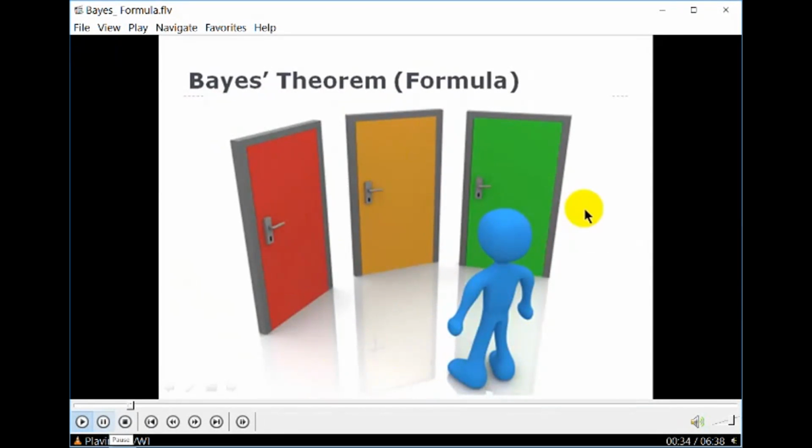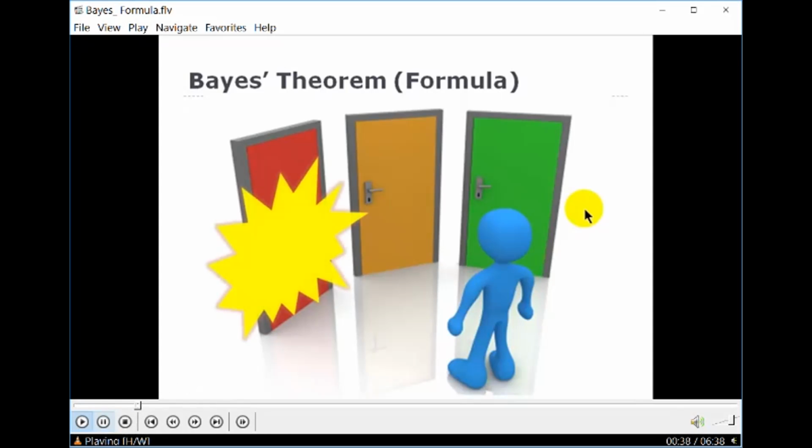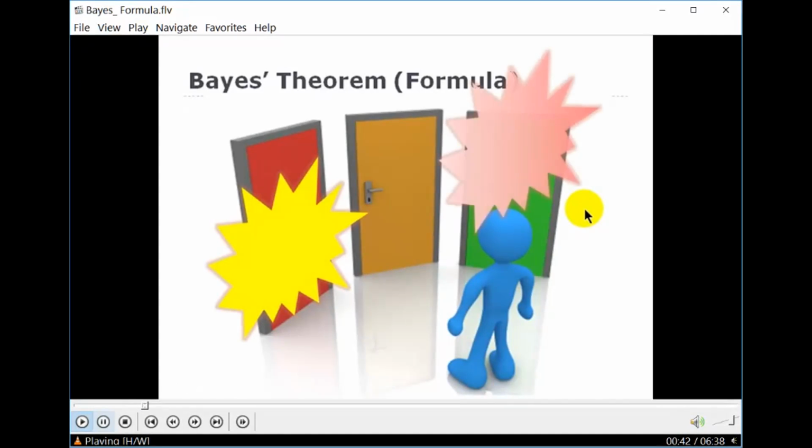Now add some prior information. Assume that he knows he comes into possession of some information to indicate that one door is more promising and another door is more dangerous.